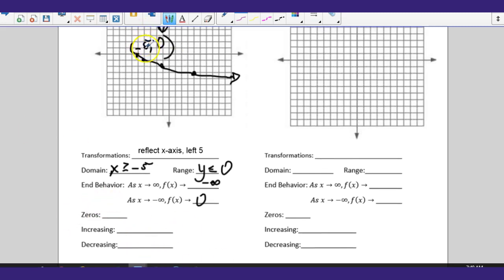Zeros. All right, the one zero that we have right here where it touches the x-axis is going to be negative 5, 0. Negative 5, 0. Or we can say x is negative 5. Let's go with that.